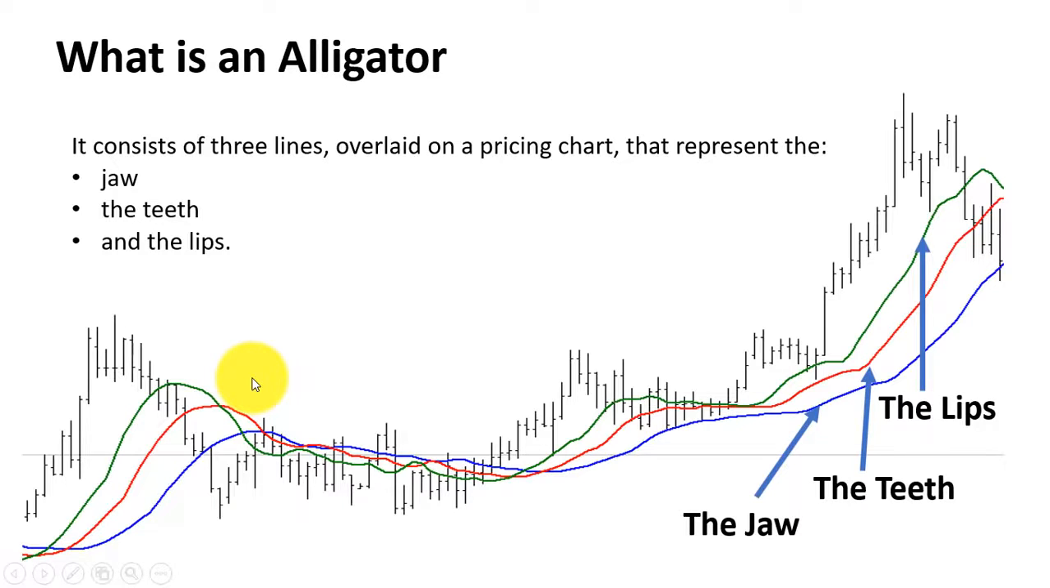So what is an alligator? Bill Williams introduced the alligator indicator in 1995. It consists of 3 lines overlaid on a price chart. It represents the jaw, the teeth, and the lips. He used the word alligator as a metaphor to represent a beast or a wild animal. So here are the 3 lines. You have the blue line, which is the jaw, the red line in the middle is the teeth, and the green line, which is the last one, is the lips.